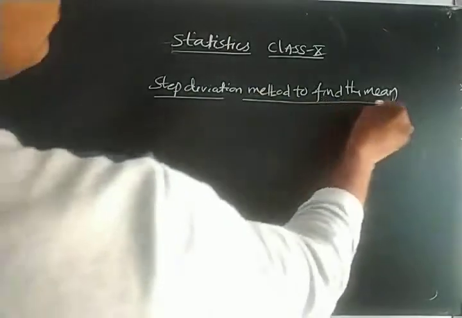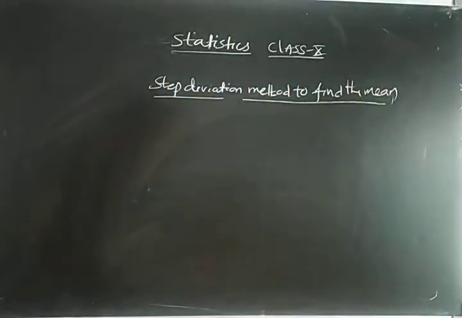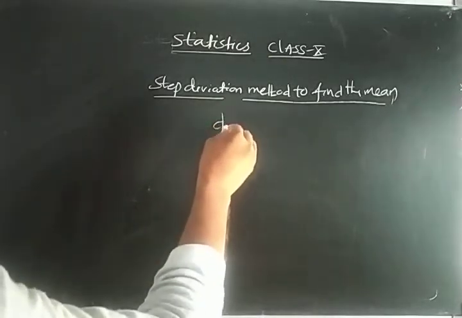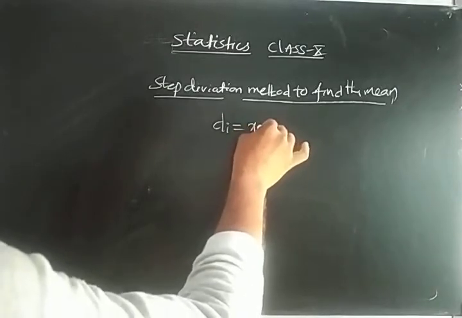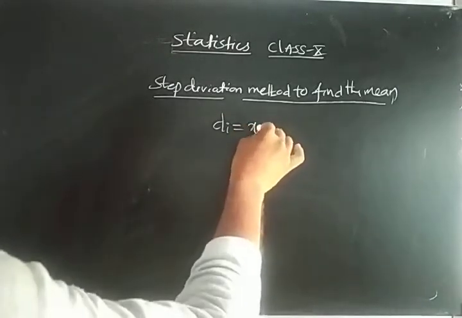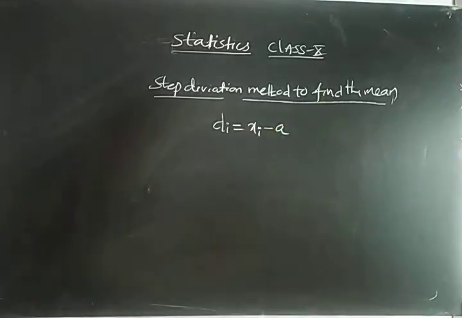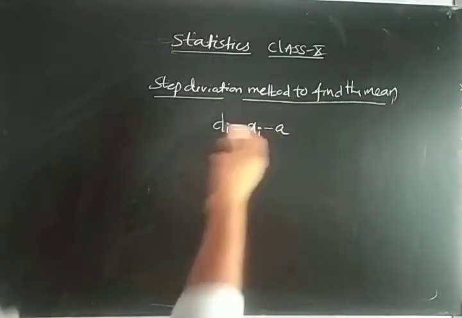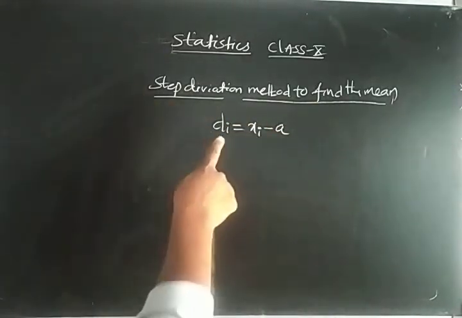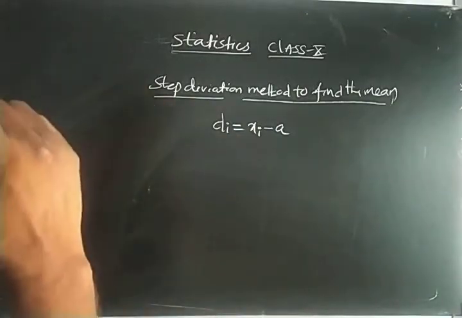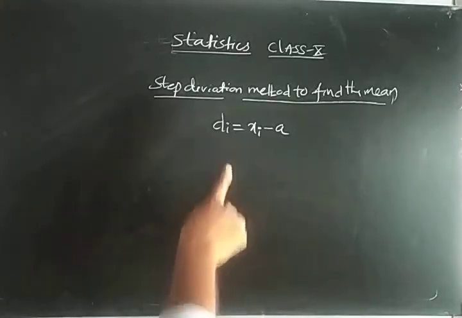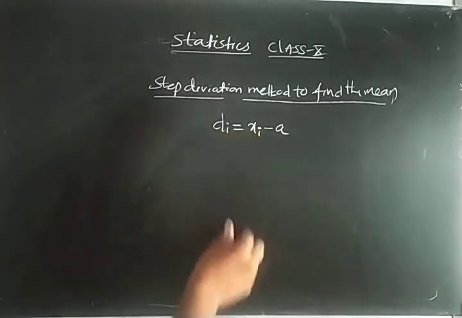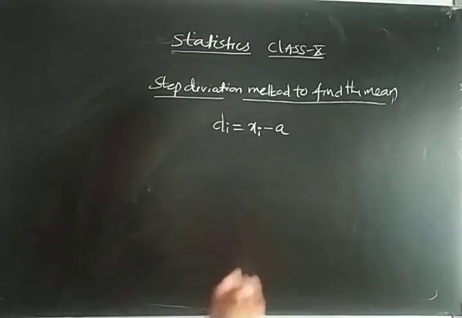We already discussed the second method, that is the assumed mean method. In the assumed mean method, we find an extra column di. How are we finding di? From xi, from each class interval, we subtract the assumed mean. So we get the deviations in a new column. Observe the problem we did on the assumed mean method.